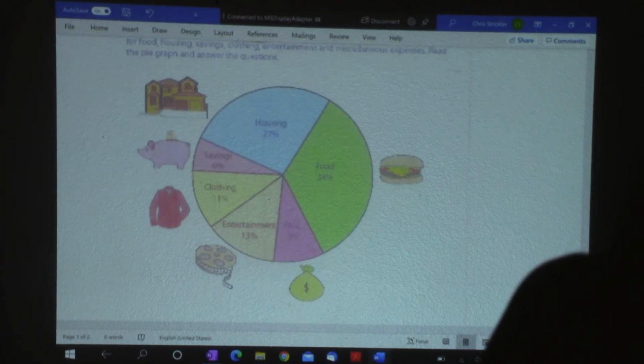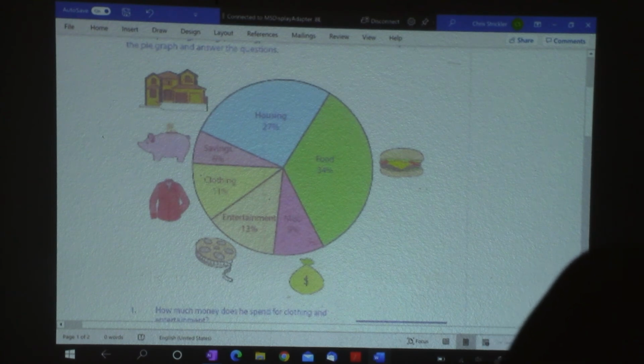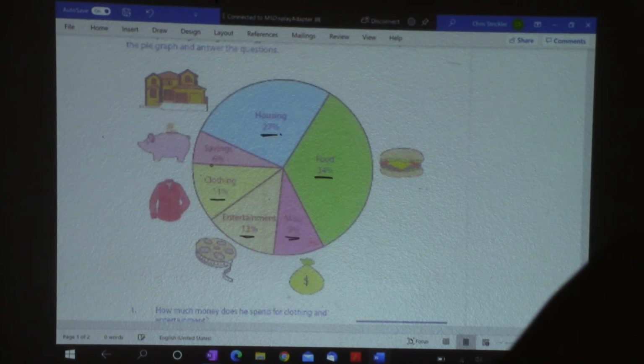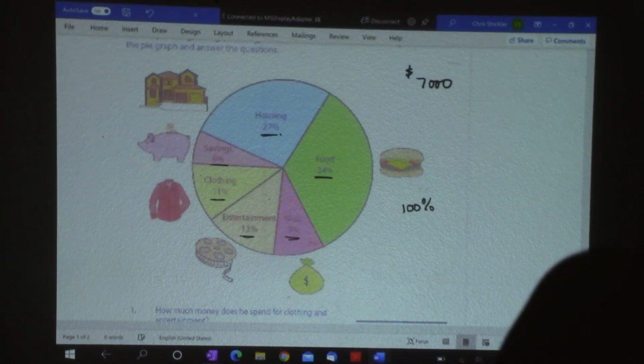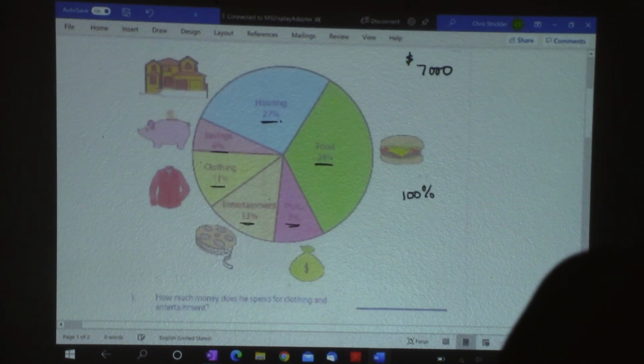Now, you use a pie graph when your total is 100%. If you total all of these, 27, 34, 9, 13, 11, and 6, they add up to 100%. So that's a good time to use a circle graph to display information. We know that they have $7,000 a month in their budget, or that's their expenses. So now we're going to use the information in the graph to answer the questions below.